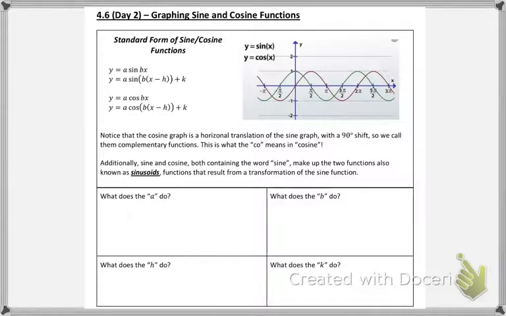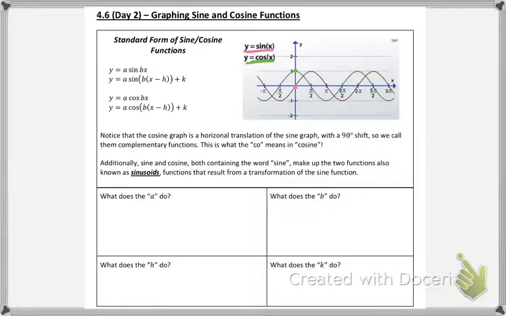A difference that you might have observed is that sine starts at (0, 0), that's the y-intercept. Sine is in pink here, and cosine has a y-intercept of (0, 1). That's a difference. But they have a lot in common. They're both waves, and they both have a domain of negative infinity to infinity. They both have a range of negative 1 to 1.